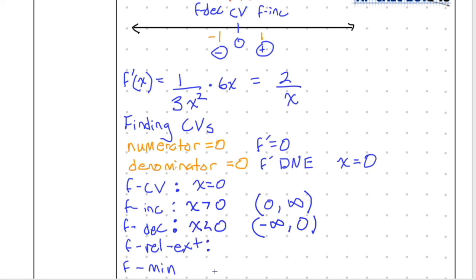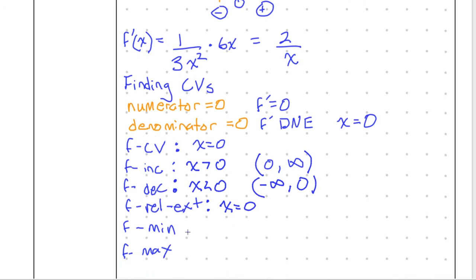F relative extrema, anyone? x equals 0. It's a minimum. And there's no max, right? Yep. F max, there's nothing. F minimum, we have x equals 0, and for f max, you just do a line, or you can say it does not exist. I just do a line because it's faster.